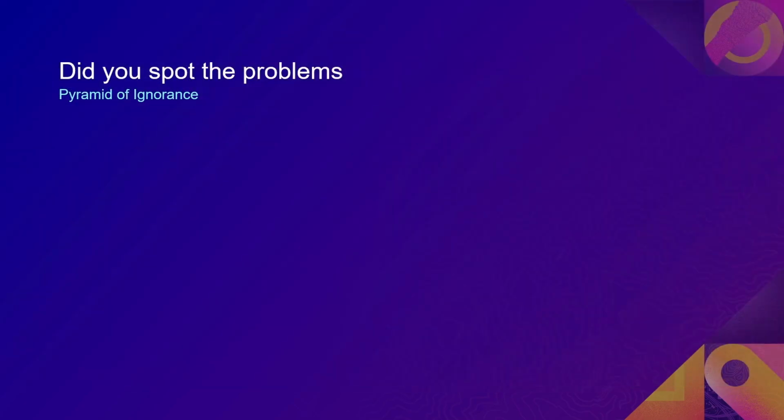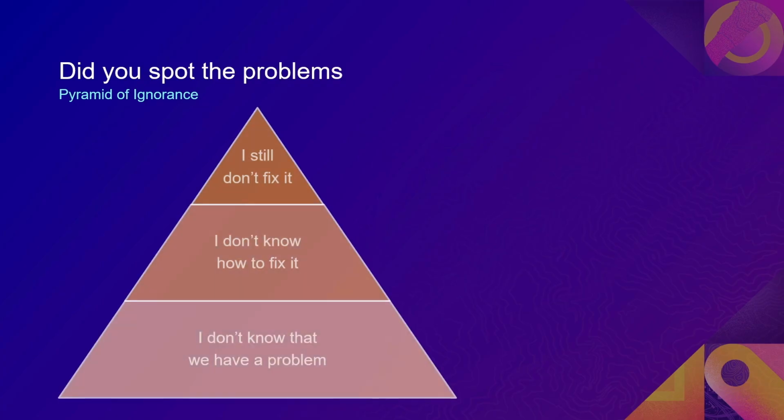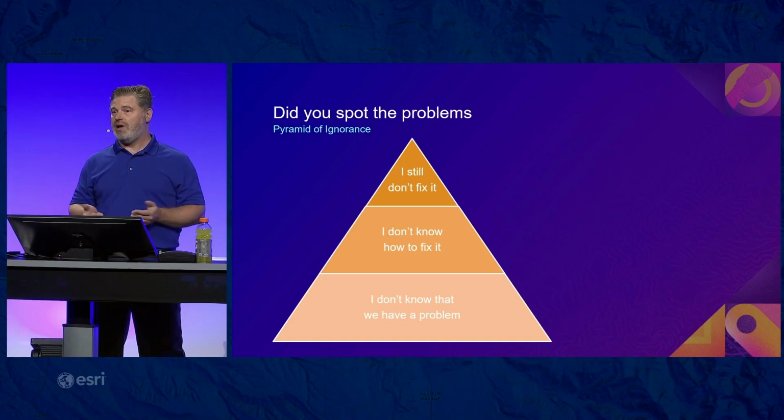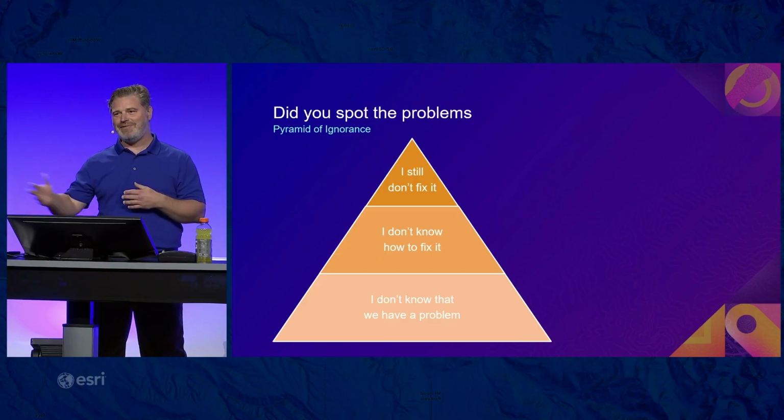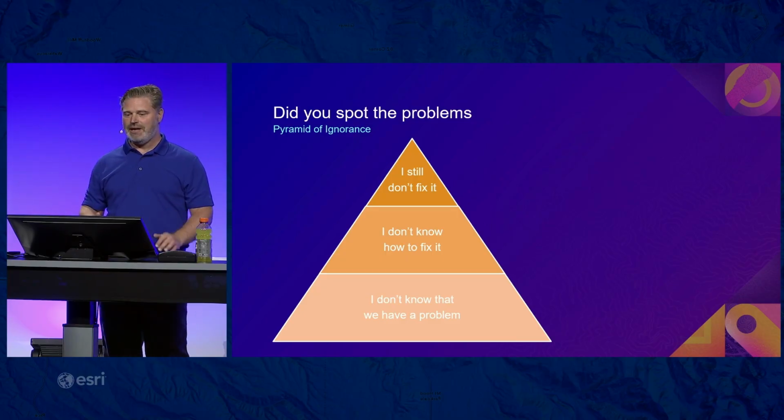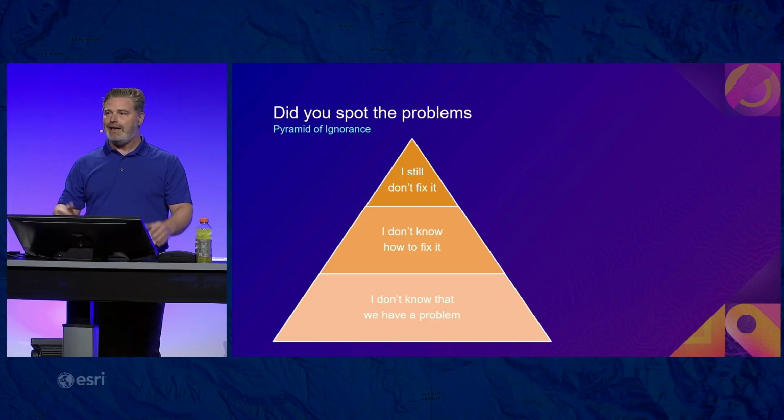So, did you spot the problems? If not, there is something that I call the pyramid of ignorance. At the bottom, there are a lot of people, and no blame or finger pointing, they just don't know that we have a problem. They just don't see it. And that's fine. It's like my kids, they walk around the house and they don't see that there are problems, right? So then maybe I come in and I tell them that they have a problem. Great. Now they know they have a problem, but they don't know how to fix it, right?